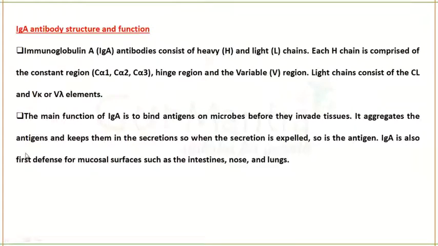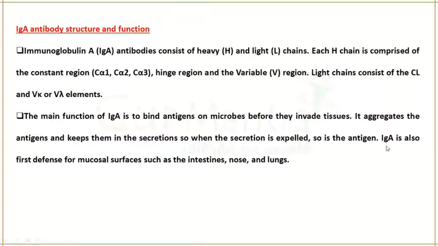Next is IgA. The IgA antibody is alpha. The main function of IgA is to bind to the antigen on the microbes before they even invade into our tissues. This will form an aggregate of the antigens and keep them in the secretions. Secretions can be mucus or tears, and the antigens will be pulled away and expelled from our body.